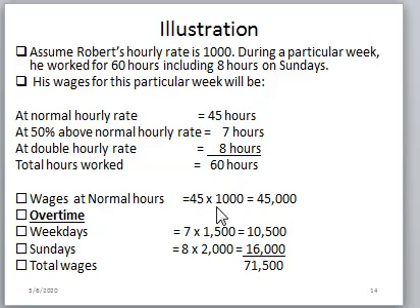If you look at our solution, the wages on normal hours are 45 hours times 1,000, which is our normal rate. Then for the weekdays, this 1,000 should be increased by 50%, which becomes 1,500. So 7 hours times 1,500. Then for the hours on Sunday, the rate is doubled, so 1,000 times 2 gives 2,000. So the total wages will be 71,500.